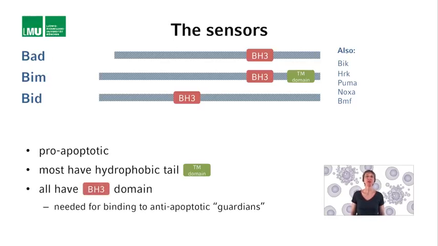The BH3 domain is the domain of the protein that is necessary for the ability of the sensors to bind to the anti-apoptotic guardians, such as BCL2. This domain is therefore also called the ligand domain. Apart from the BH3 domain, the sensors show no significant homology to members of the other subgroups or to themselves.